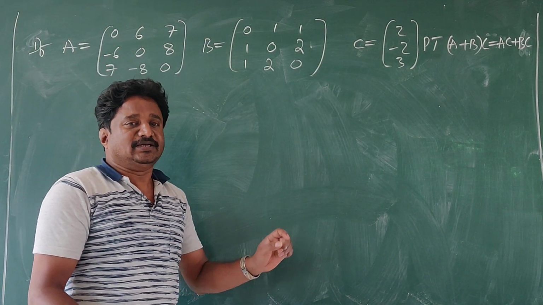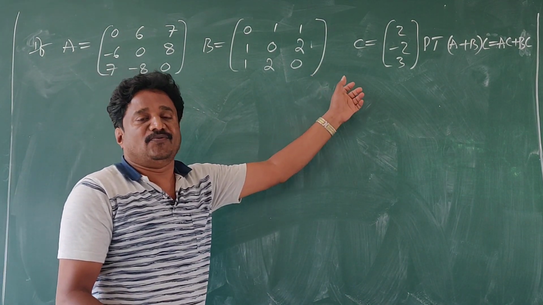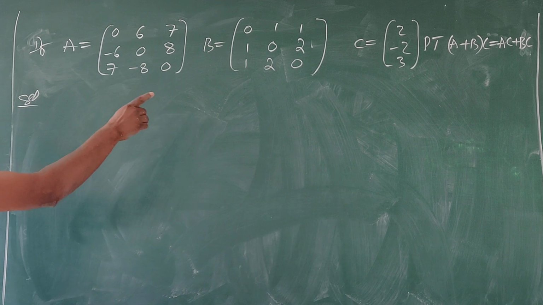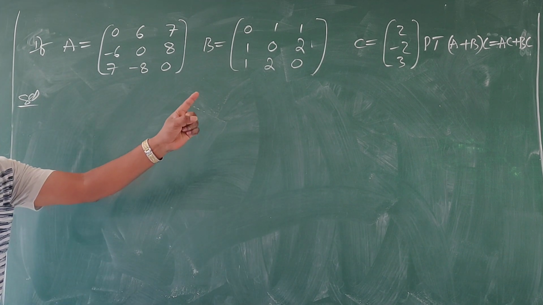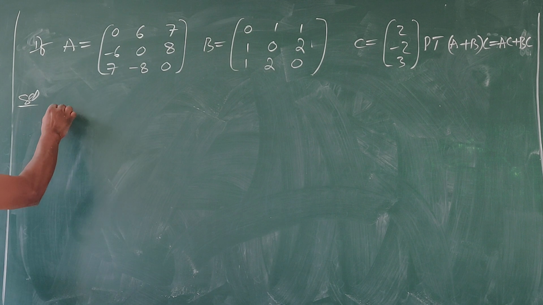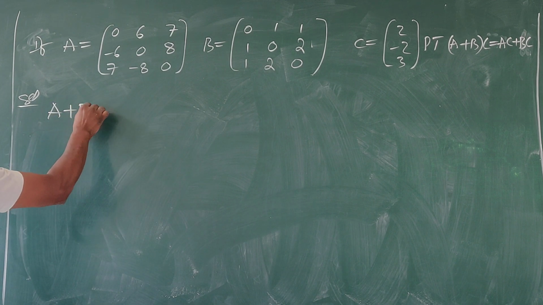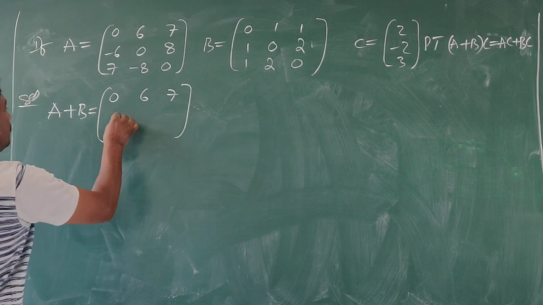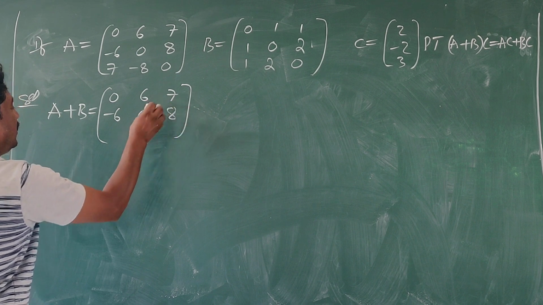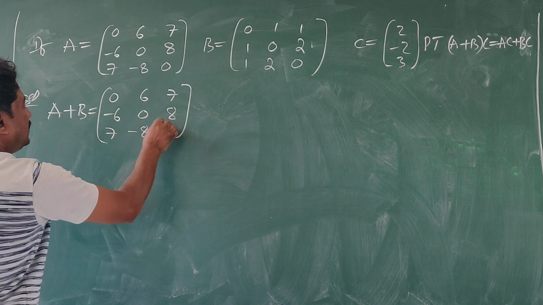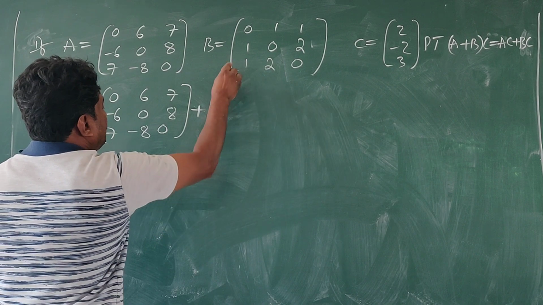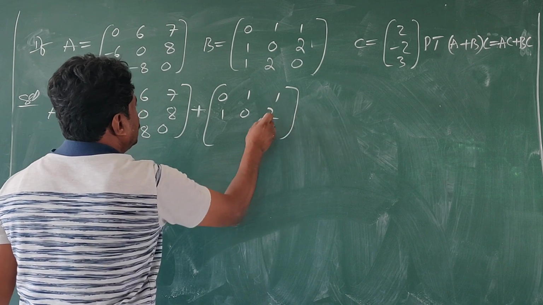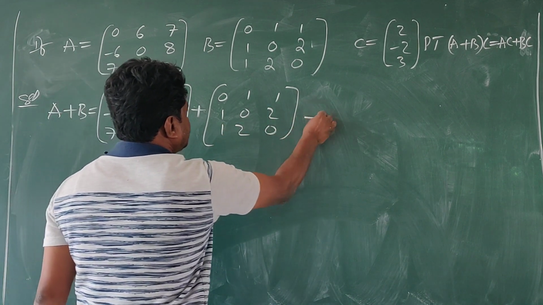Let us go for proving that. So simple solution. First, let us find A + B. A is [0, 6, 7; -6, 0, 8; 7, -8, 0], plus B is [0, 1, 1; 1, 0, 2; 1, 2, 0].